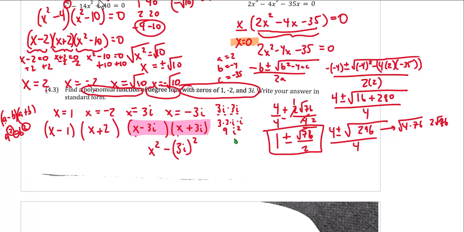i squared equals, let's write this little side work over here, i times i. i times i is root negative 1 times root negative 1. And anytime we multiply two of the same square roots together, all that happens is the root symbol goes away and we're just left with the radicand. So 9 times i squared is 9 times negative 1, which is negative 9. So this all becomes x squared minus negative 9, which is x squared plus 9.